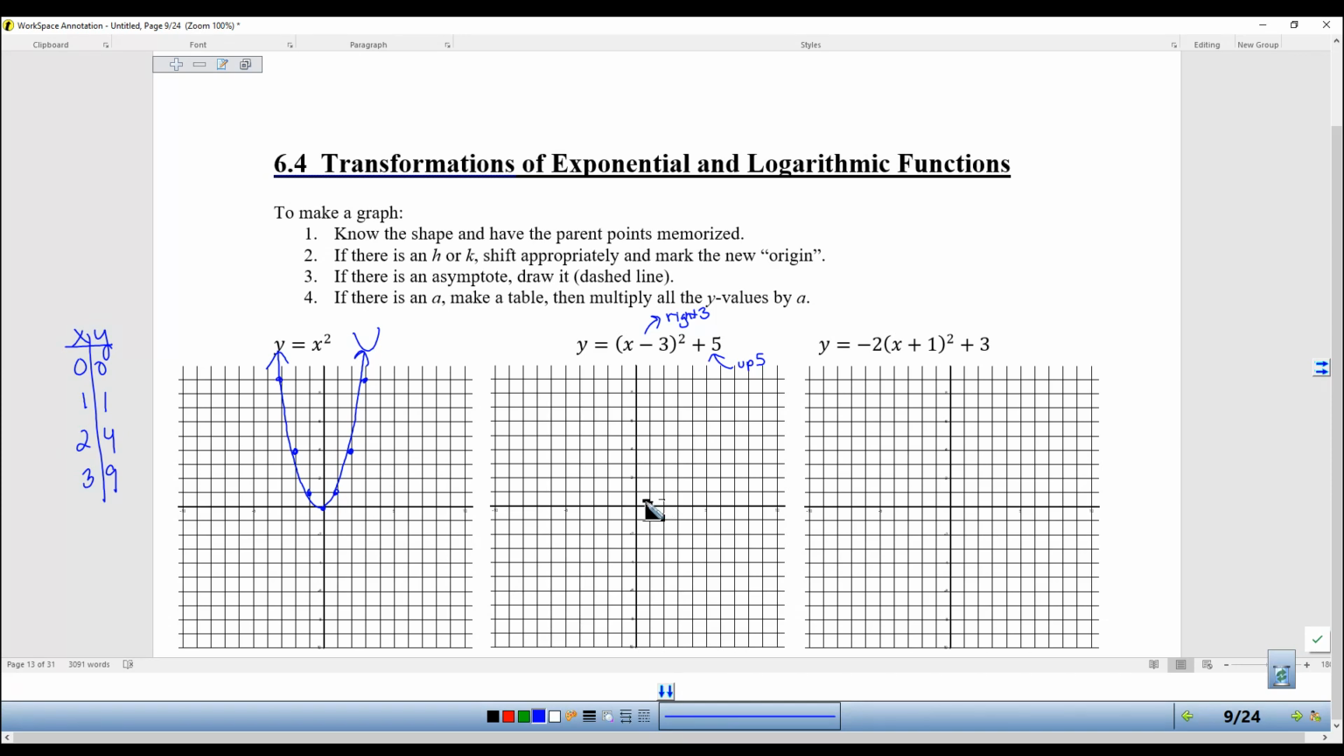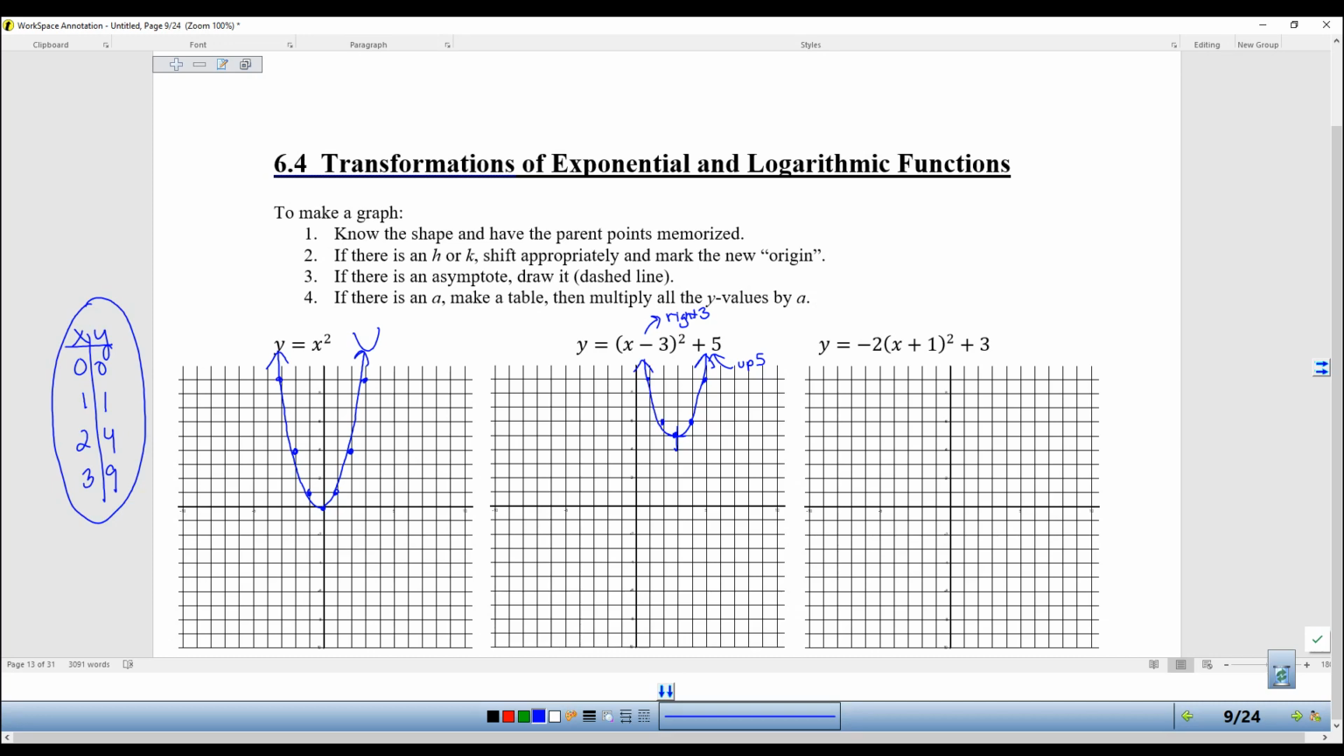So my recommendation for graphing is to always just keep this one set of points memorized instead of making a brand new table and just shifting your origin. So I'm going to go right 3 and then up 5. And I'm going to pretend that that's my new origin. And then from there, I'll say (0, 0), (1, 1), (2, 4). And on this side, 1, 1, and 2, 1, 2, 3, 4. And that's what that would look like.